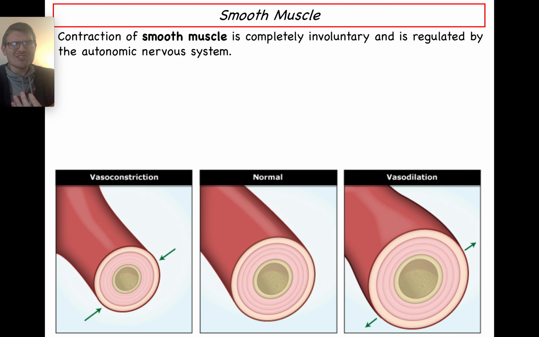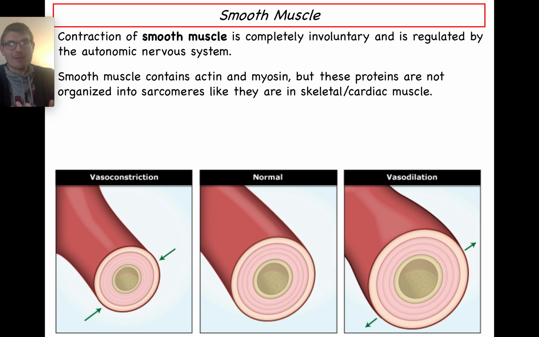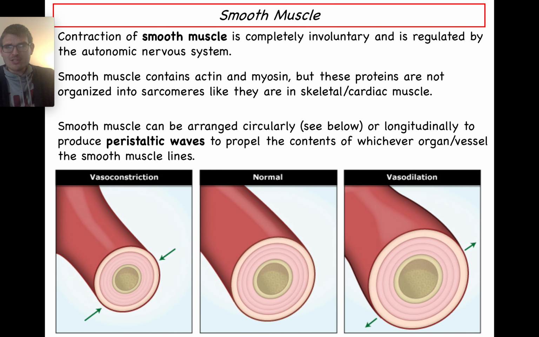What that tells us is that we don't have actin and myosin organized in a sarcomere setting. There is actin and myosin, so we don't need to worry about that, but the organization is totally different. We don't have those alternating light and dark bands, which is why we call it smooth muscle. It's not striated. Smooth muscle can be arranged in one of two different ways.